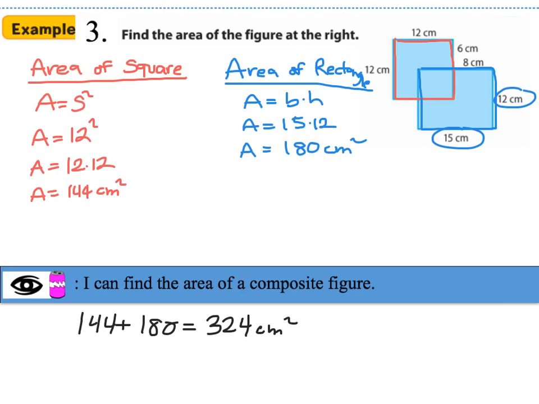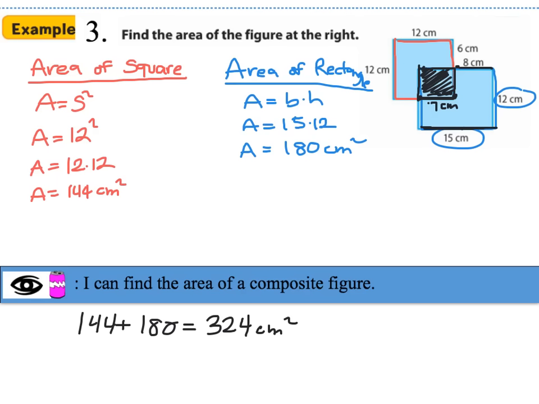The area of 324 centimeters squared takes into account the overlapping area twice. You want to make sure when you find the area, you're not counting anything that overlaps. So we're going to have to take out the area that is overlapping, and find the dimensions of this overlapping region. I know that the distance from this end to this end of the rectangle is 15, and this end to this end is 8. So from this point to this point would have to be 7 centimeters, because 7 centimeters plus 8 centimeters gets me 15 centimeters.